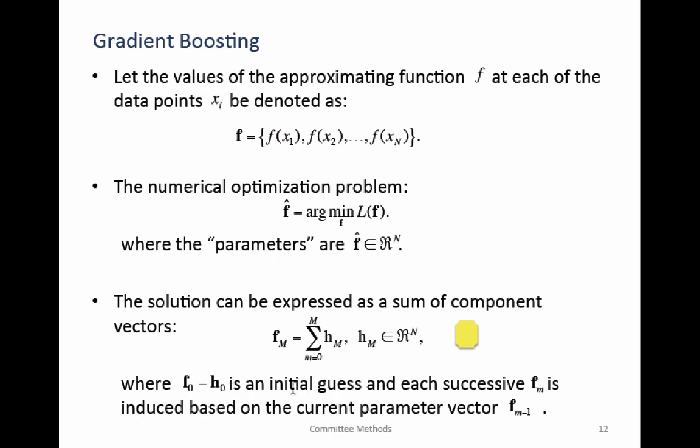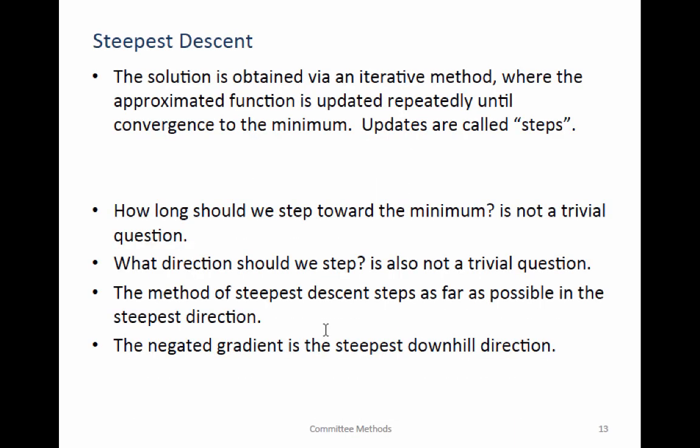So here's the same thing. We're going to update this initial guess at each successive iteration, and it's going to be based on the current parameter vector f of m minus 1. This is the summation, and it's going to go across all of the iterations. So we're actually expressing it as a sum of components. h of 0 represents the initial guess, then we have h of 1, h of 2, until we stop iterating, just like the boosting idea.